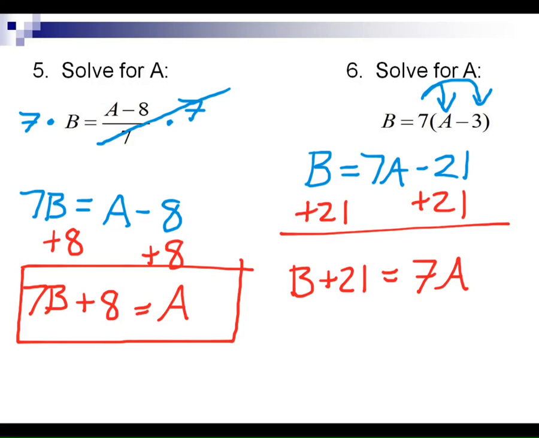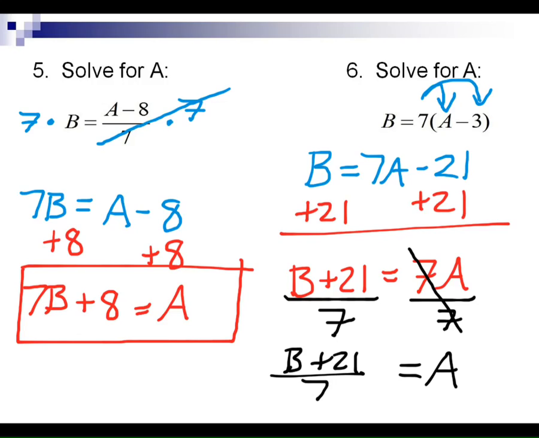Now, this is kind of tricky, the last part. To undo that multiplication by 7 that's happening here to a, I need to divide both sides by 7, right? So if I divide by 7 here, those will divide out to leave me with just a. But what I do to one side of the equation, I have to do to the other. Since I divided everything on this side by 7, I have to divide everything on this side by 7. That's the same thing as writing it like this, but you can just write it all divided by 7. So I'm left with b plus 21, all divided by 7, is equal to a. I've solved for a. A is by itself.